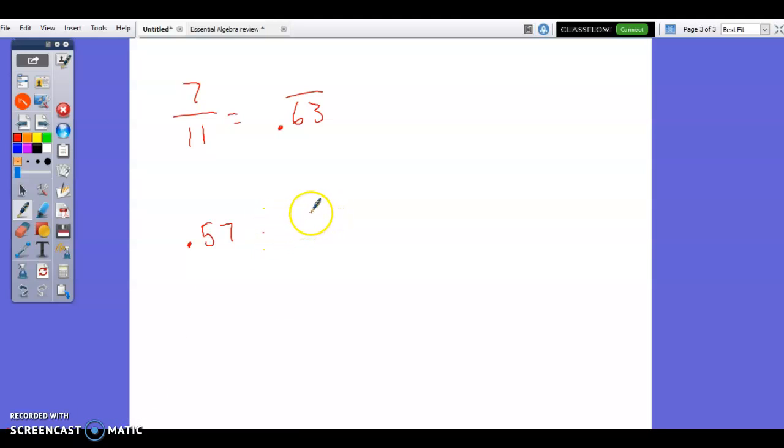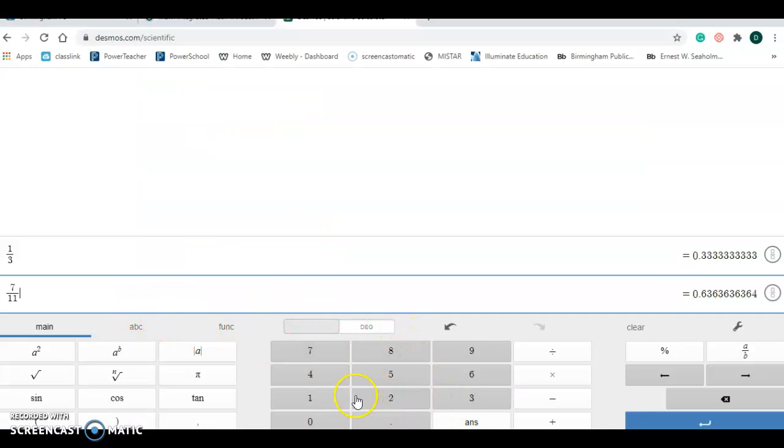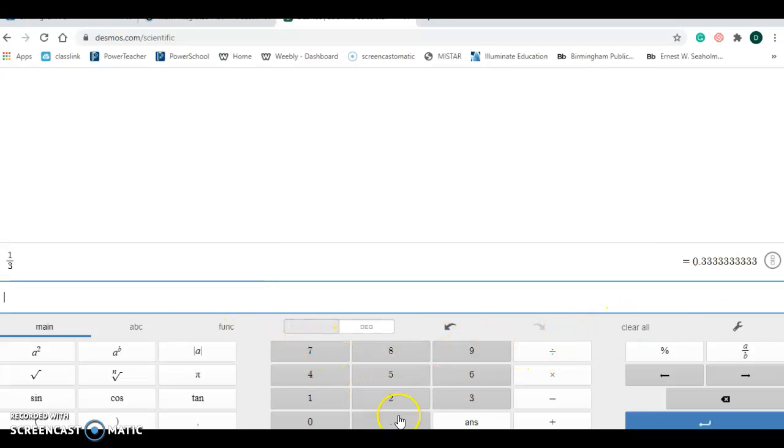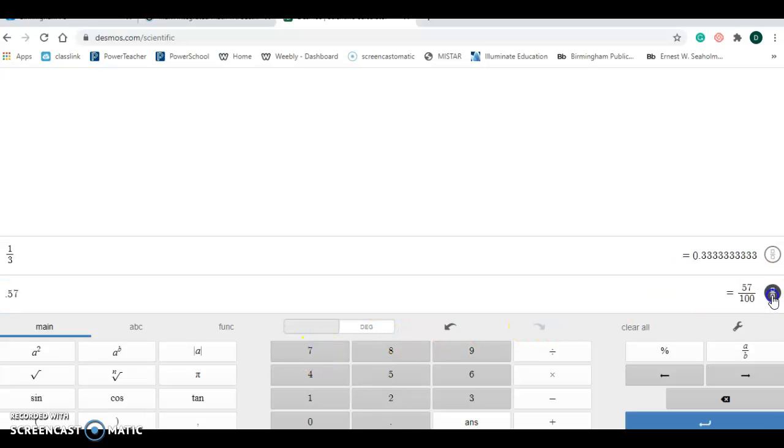All right, so 57 is a number that would go on the top. And on the bottom, this 5 is in the tenths. The 7 is in the hundredths, so I would put 100 on the bottom. Now then you could also check a calculator. You can say 0.57. This is the quick way of doing it, especially on this calculator. And I could switch back and forth there. So you can see that it's already reduced. 57 over 100 would be our answer.